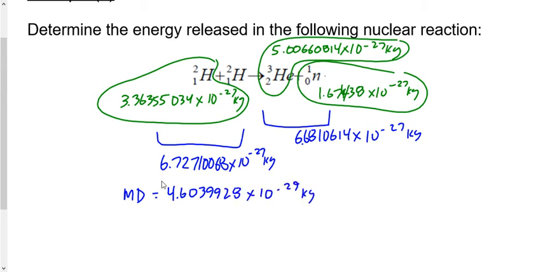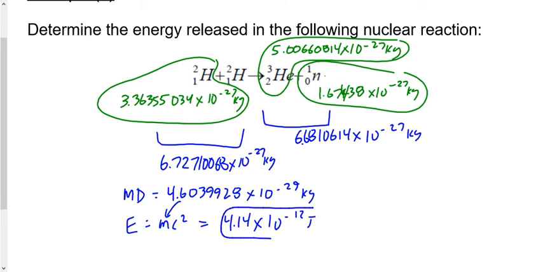And now all we have to do is say E is equal to mc squared to find the energy released. The mass defect times the speed of light squared. And when we do that, we should get 4.14 times 10 to the negative 12 joules. Now, the answer is expressed in joules here because we use standard units throughout. We're going to get standard units for the final answer.